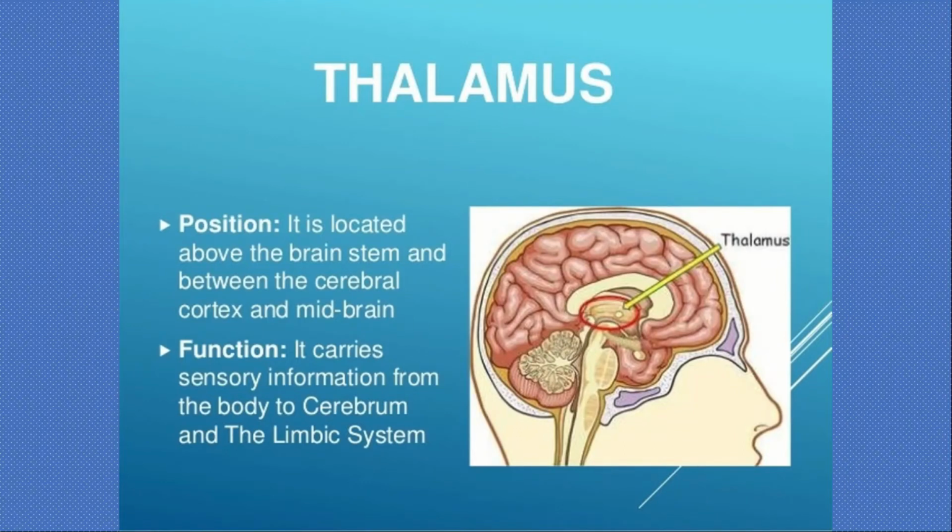First we shall know about the thalamus. The diagram shows the thalamus unit. Position: it is located above the brainstem and between the cerebral cortex and midbrain. Its main function is that it carries sensory information from the body to the cerebrum and limbic system.